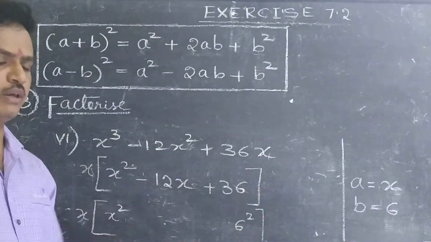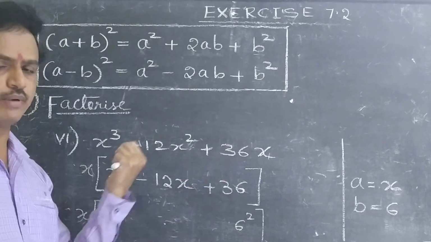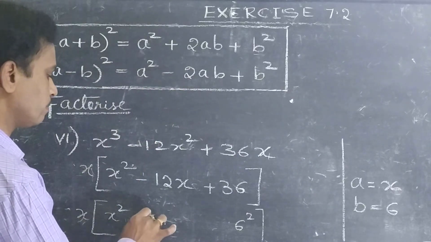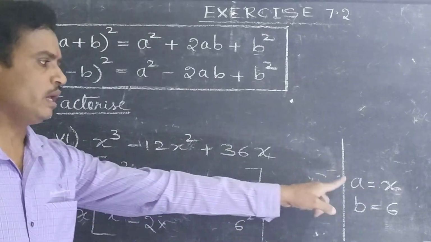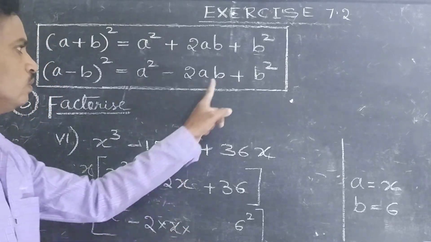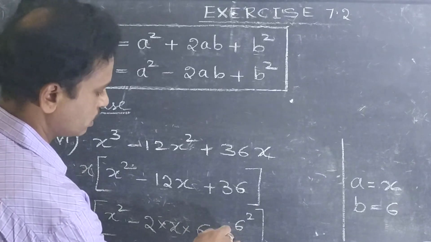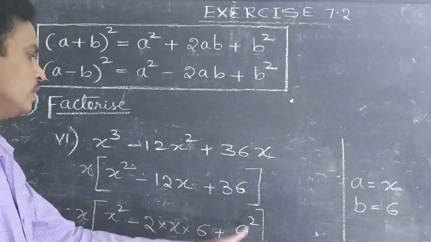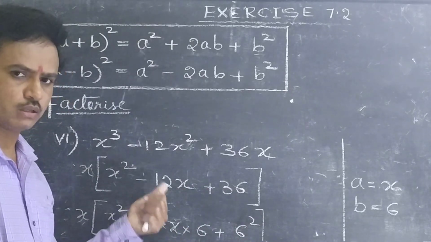Now we got the a and b values. Now we can split this second term by using the a and b values. Now see this identity, minus 2 is there, so directly write minus 2. A into a: what is the a value there? The a value is x, into x, into the b value. What is the b value? 6. Now this plus 6 square. 6 square is 36. If you multiply 2 and 6, that is 12 into x.